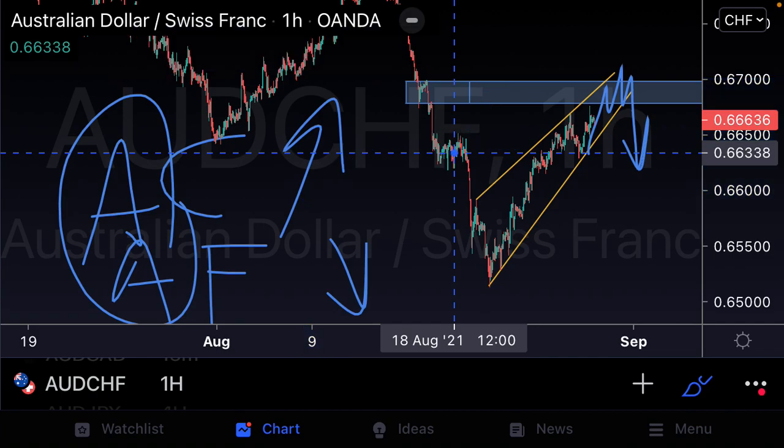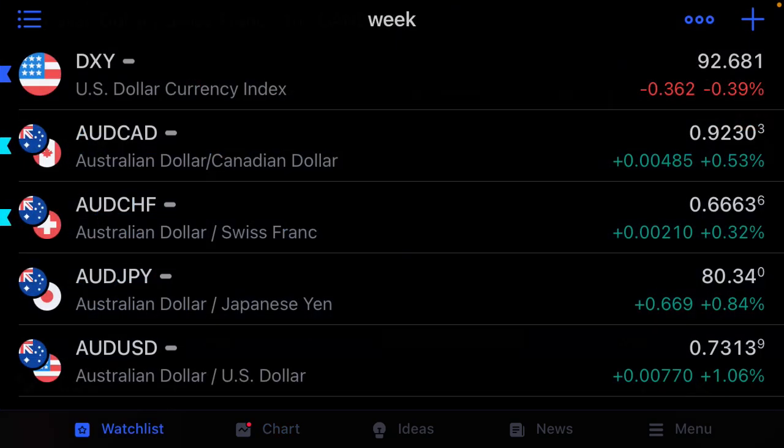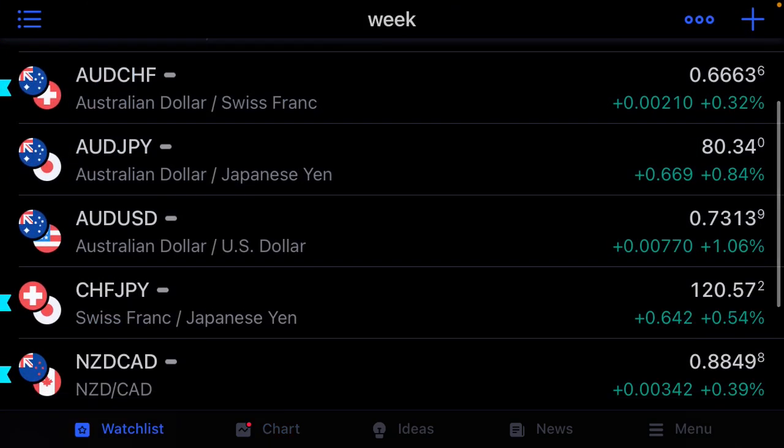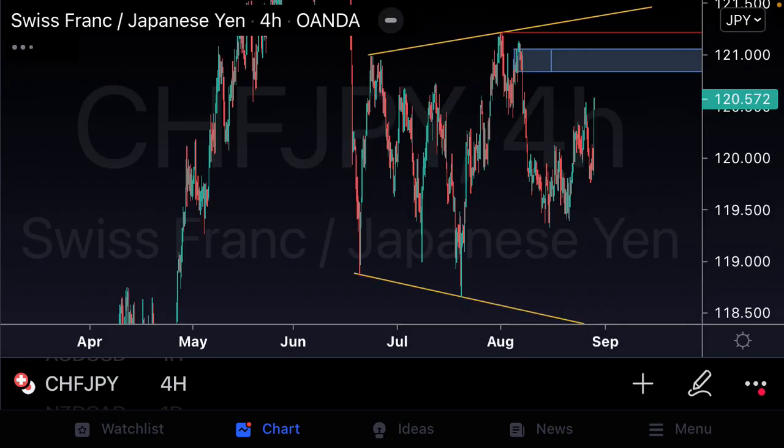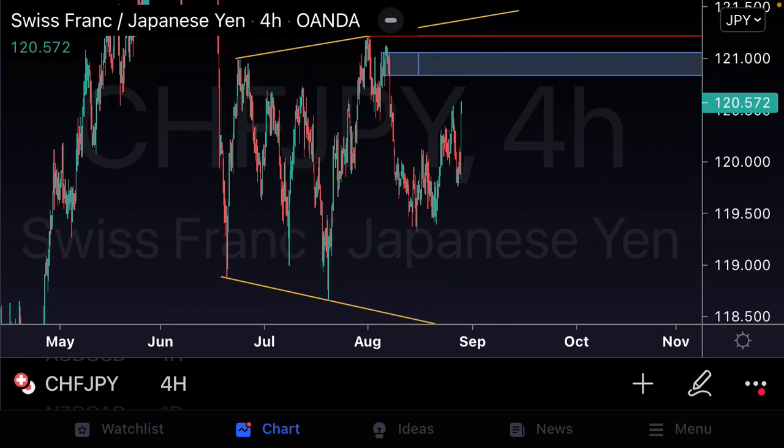If AUD over the course of next week is weak, then we will see all of these AUD pairs making that move to the downside. And on AUD Swiss franc, we do have a nice sell setup that aligns with that directional bias. So we're going to be hedging some AUD strength, guys, over the course of next week with these two pairs.